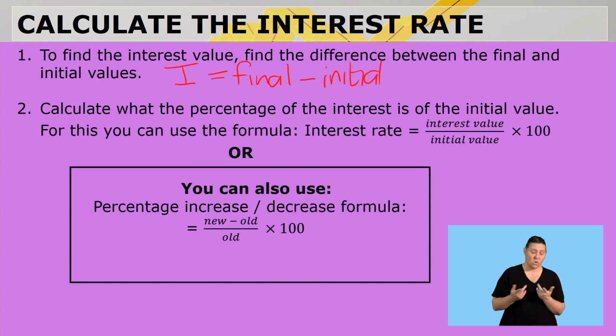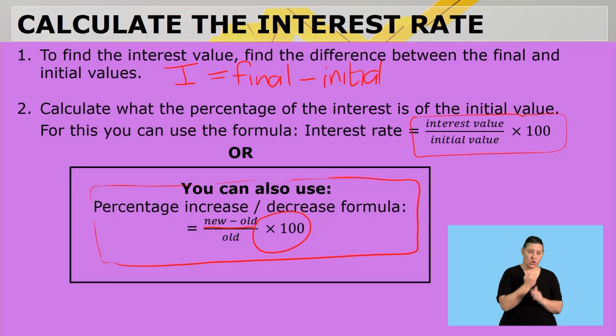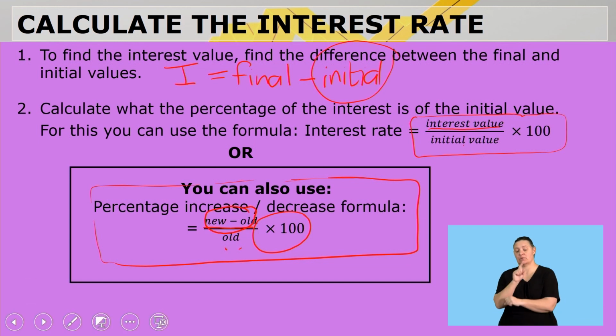value. Or you can use the percentage increase or decrease formula, and in short it says the interest value over the initial value times 100. Remember, the times 100 is very important because that is when we will calculate a percentage. What will happen is it's going to be new minus old over old times 100. So first I'll calculate my interest value. There it is. Divided by old, my initial, times by 100.